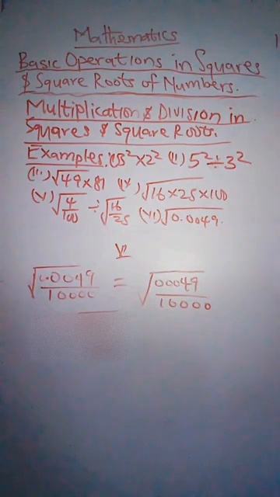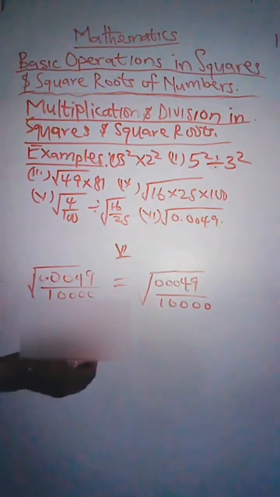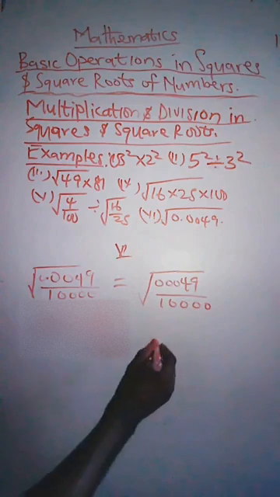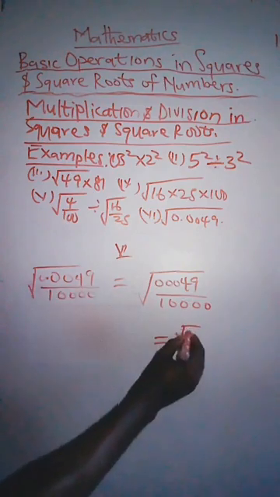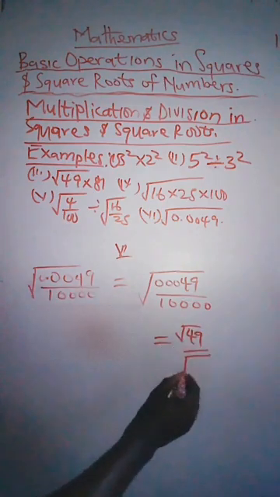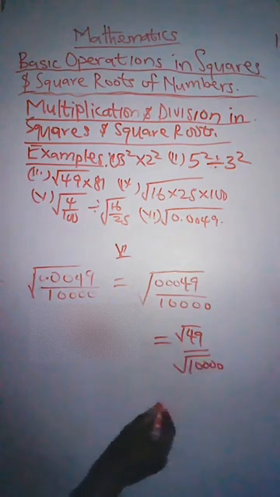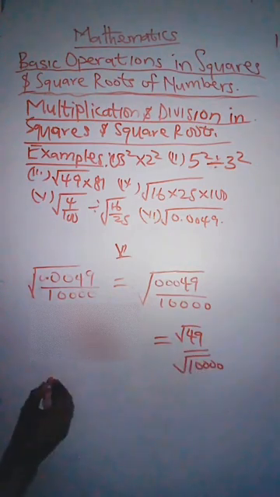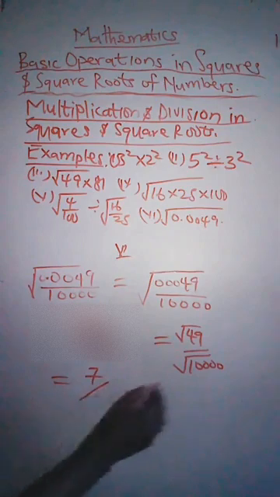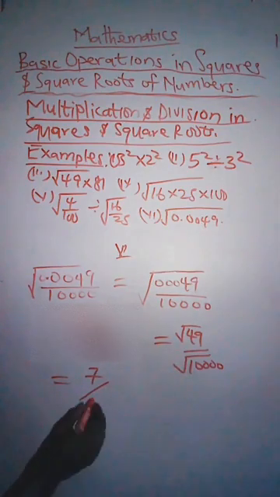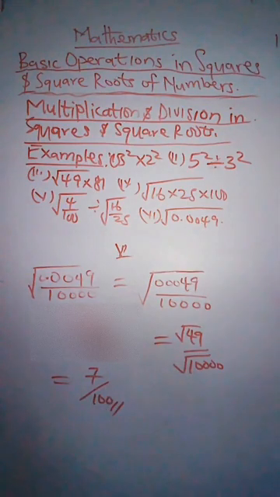49 over 10,000. And you can split it: square root of 49 over square root of 10,000. So then square root of 49 is 7, and square root of 10,000 is 100. So this is how to solve this.